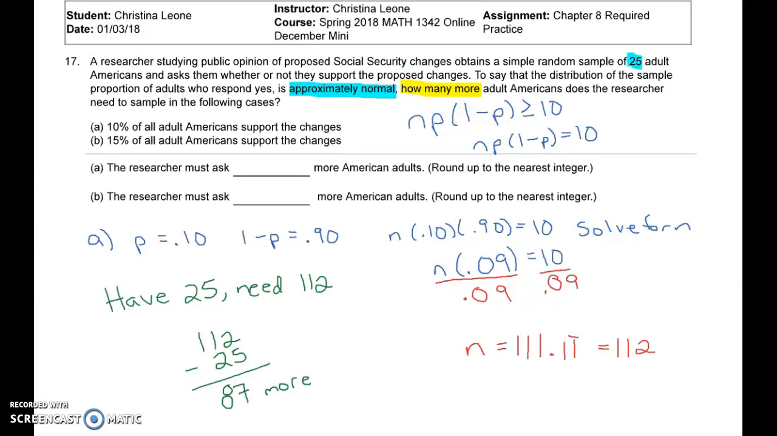So part A tells you that the proportion is 10% of all adult Americans support the change. So we're using the formula for checking for normal. That's what we want to do. We want to check for normal. So we know n times p times 1 minus p has to be greater than or equal to 10. The bare minimum to meet that requirement is n times p times 1 minus p needs to be equal to 10. That's the bare minimum.